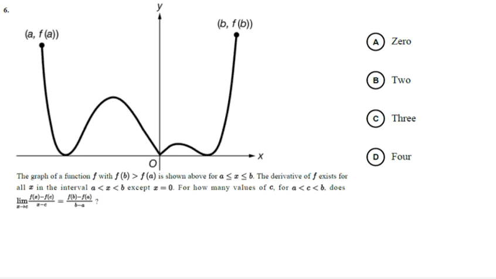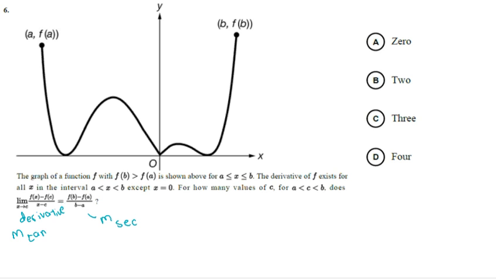For how many values of C? All right, so here's A, here's B. For how many values of C in between A and B is this statement true? Is this equation true? What we need to do here is recognize this as the derivative. The left side is the derivative, or the slope of the tangent line, and the right side is the slope of the secant line. So for how many values does the slope of the tangent equal the slope of the secant?